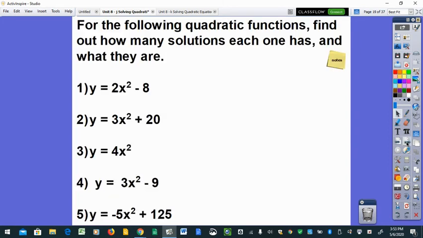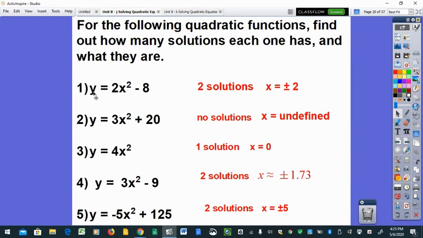So for the following quadratic functions, I want to see if you can find out how many solutions each one has and what they are. There are 5 examples right here for you to solve. I'm going to ask you to go ahead and do those, and we'll come back in just a second. So pause the video. Okay, let's see how you did.